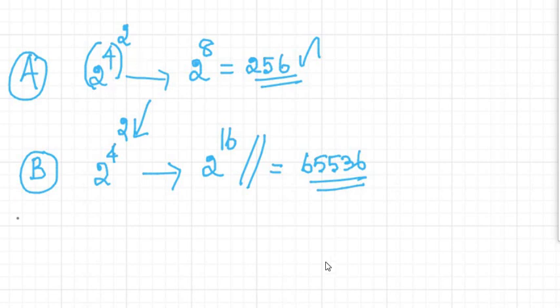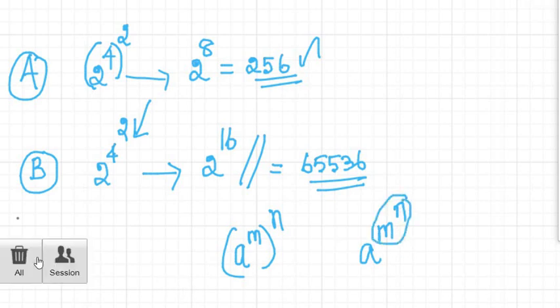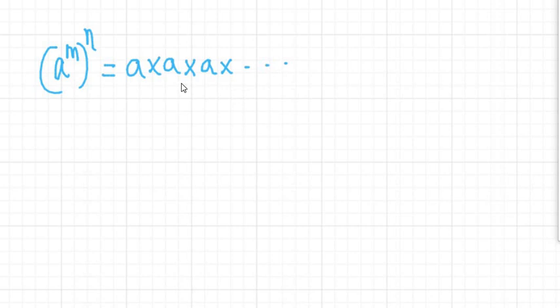So A power m power n. This is different. Please note that (A power m) to the power n is different from A to the power (m power n). These two are different things. This is A power m, and this is A power... first find A to the power m. Let me explain again. What is A power m to the power n? This is equal to A into... how many A's? You are supposed to write mn A's, mn times.